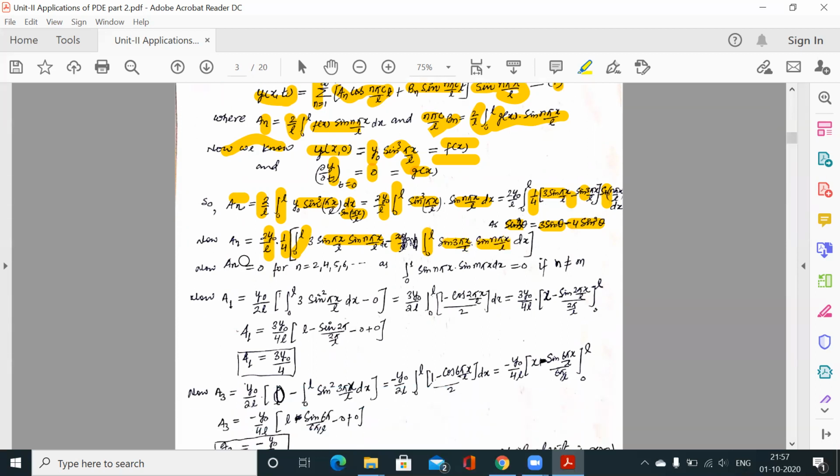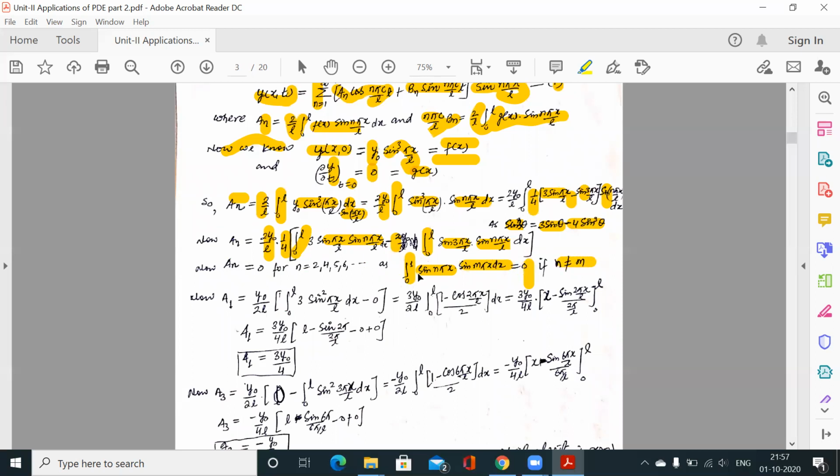And if you remember one property, that integral 0 to l, 0 to any number a, sin(n pi x) into sin(m pi x) is 0 when n is not equal to m.